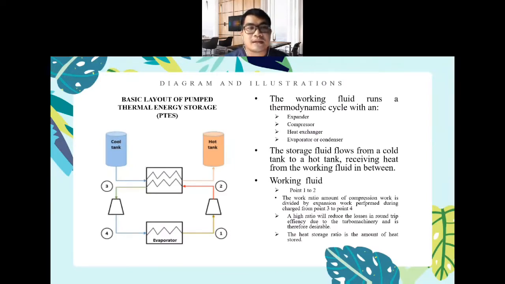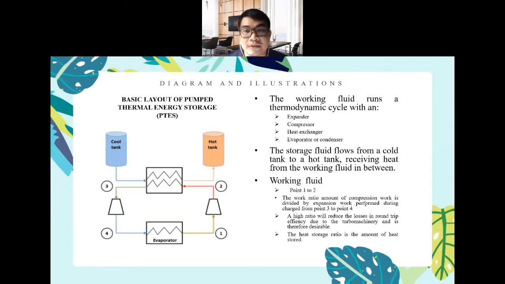Today I will explain the basic layout of pumped thermal energy storage (PTES). This is the diagram and illustration for the PTES. They have an evaporator, hot tank, cold tank, point 1, point 2, point 3, point 4.